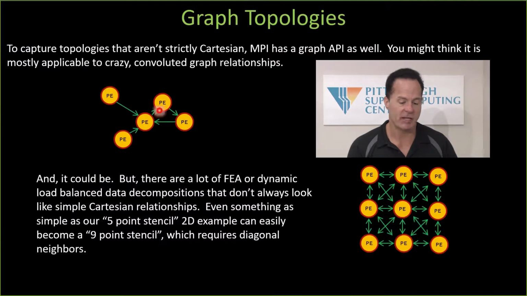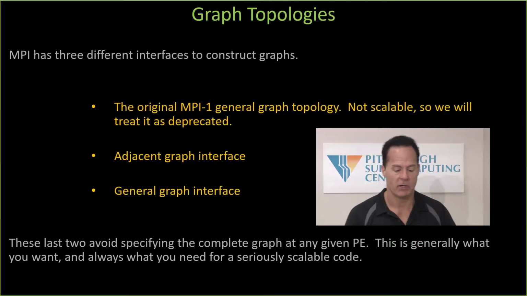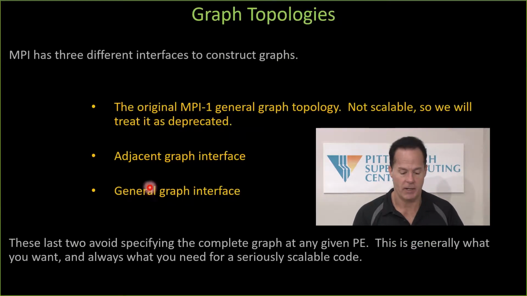But at any rate, as soon as I say graph topologies, people immediately think of something that's just an arbitrary layout. And that's fine, because MPI does, with graph topologies, allow you to define any arbitrary bunch of neighbors for any given PEs. There are two sets of those. Well, there's actually three. There's the original old one from MPI 1 that we won't worry about, because the newer ones, by newer I mean they're still 20 years old, are much better. And they are an adjacent graph interface and a general graph interface.